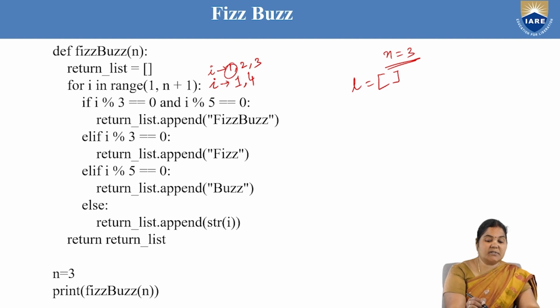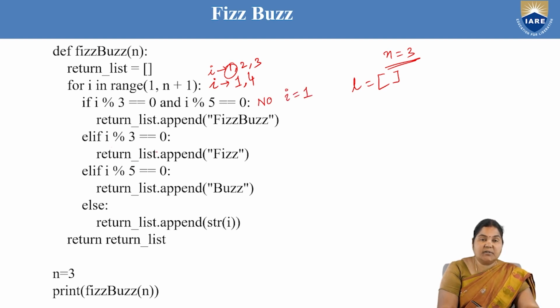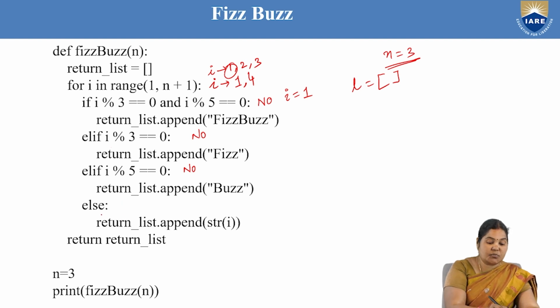So first time, the i value is equal to 1. Is 1 modulus 3 equal to 0 and 1 modulus 5 equal to 0? No, so this condition is false. 1 modulus 3 is equal to 0? No. 1 modulus 5 is equal to 0? No. So if nothing is true, then it will come to the final else. You append string of i to that list. The list is empty, so it will contain i equal to 1 as a string.